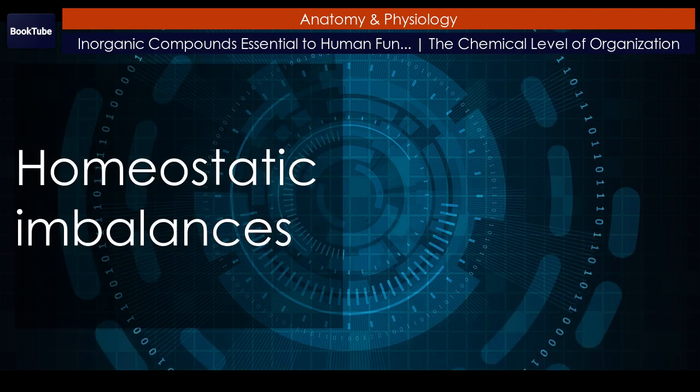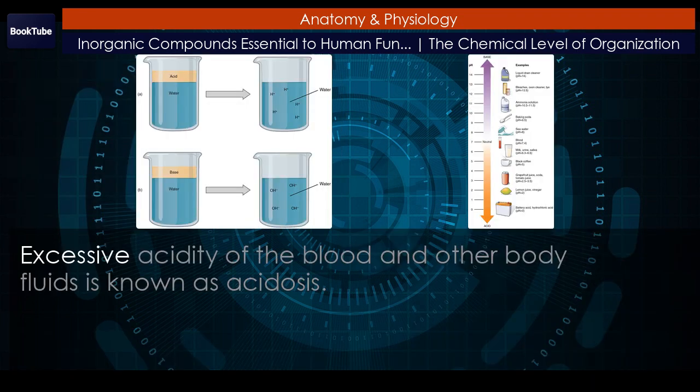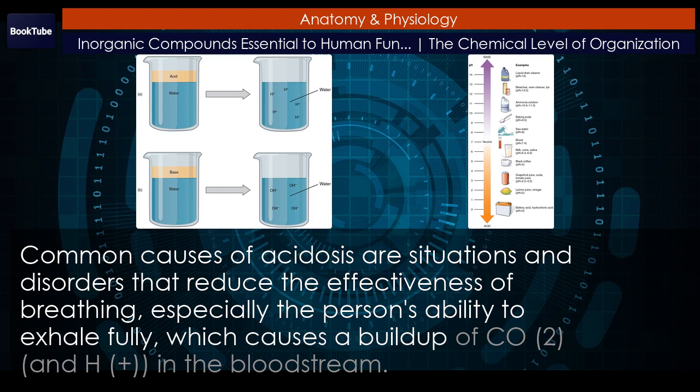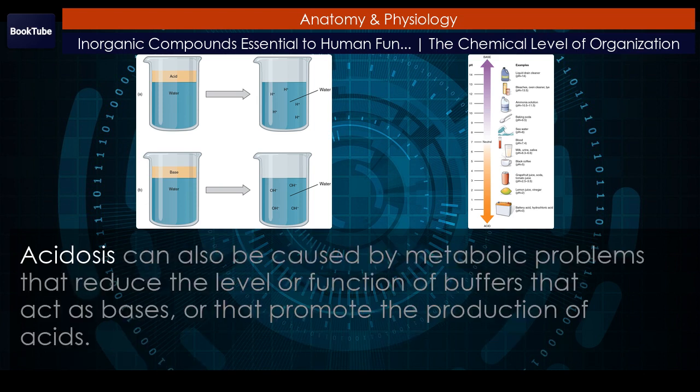Homeostatic imbalances: acids and bases. Excessive acidity of the blood and other body fluids is known as acidosis. Common causes of acidosis are situations and disorders that reduce the effectiveness of breathing, especially the person's ability to exhale fully, which causes a buildup of CO2 and H+ in the bloodstream. Acidosis can also be caused by metabolic problems that reduce the level or function of buffers that act as bases, or that promote the production of acids.